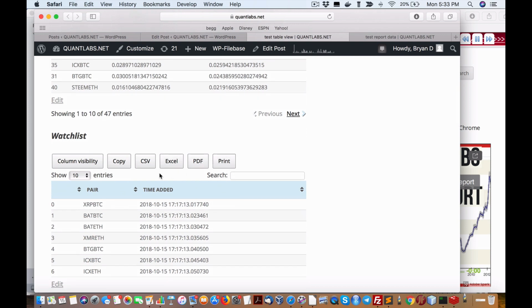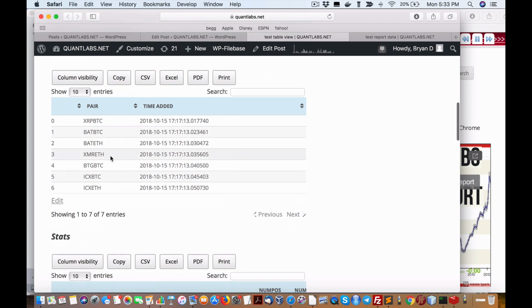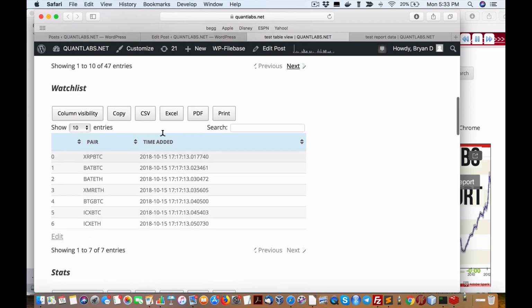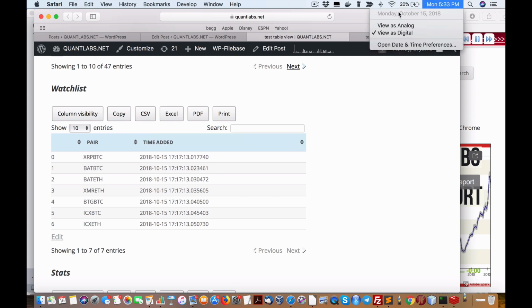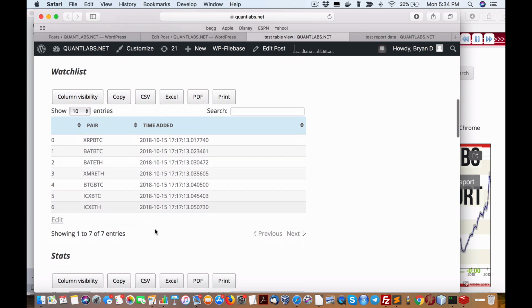The next one is my system's watch list. Currently, right now, it's watching 1 out of 7 entries. What the watch list does is add the pairs and give you the time. Today is October 15th. It will give you the time that these pairs have been added to the watch list. So you can clearly see it's been on today, but added at 1717, which is 5:15.